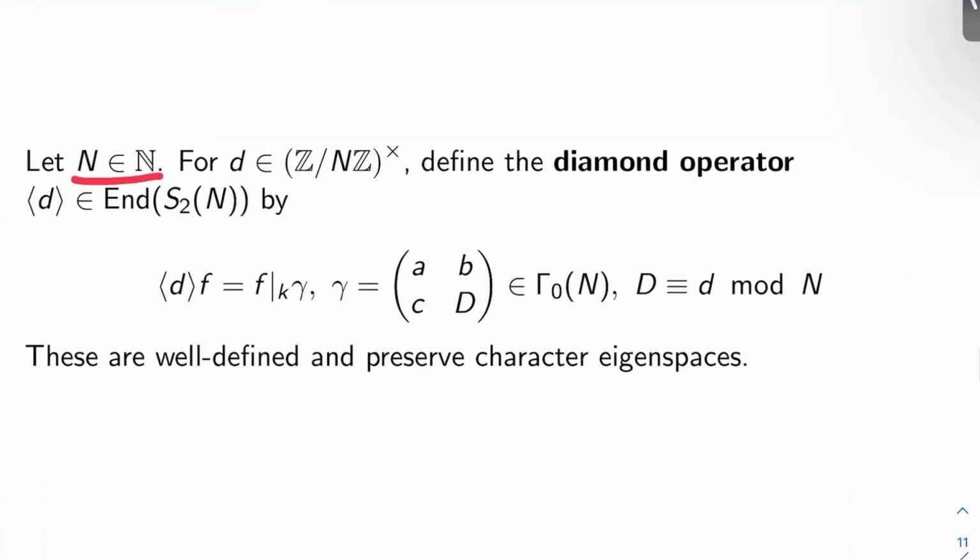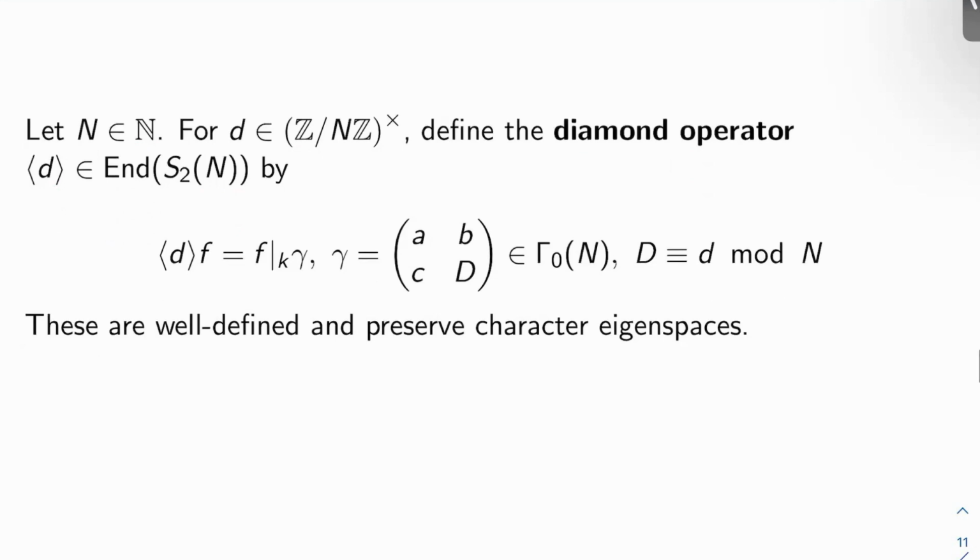Let N be a natural number. For d in (Z/NZ)^×, define the dth diamond operator ⟨d⟩ as a linear operator on S_2(N), given by the following. What is ⟨d⟩f? It's f |_k γ, where γ is any matrix in Γ_0(N) with lower right entry D, where D is equivalent to d mod N. This is actually well defined, believe it or not. And it also preserves character eigenspaces. Some people also call these Hecke operators, in addition to the Hecke operators T_p that I gave you above.